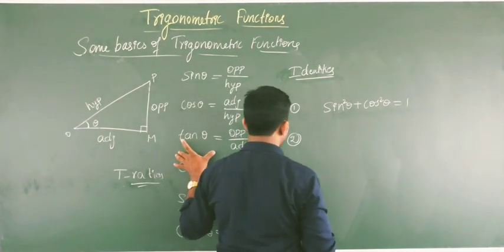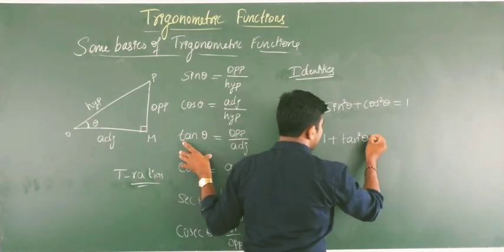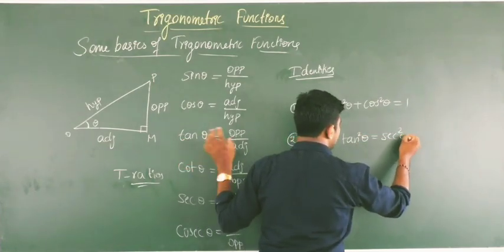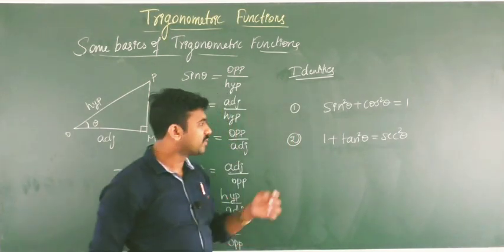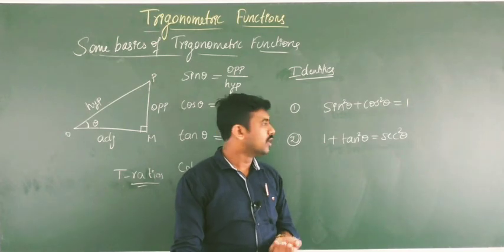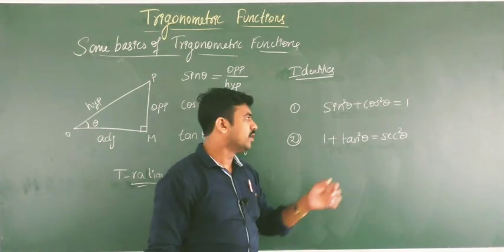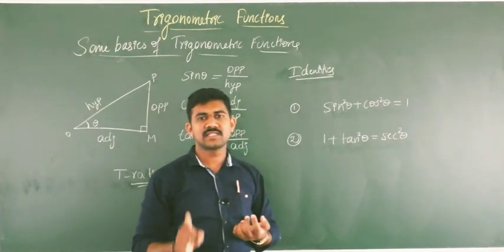Similarly, the next identity you had is 1 plus tan square theta is equal to secant square theta. Or we can write tan square theta is nothing but secant square theta minus 1, or tan theta is equal to root of secant square theta minus 1. Or secant square theta minus tan square theta is equal to 1.